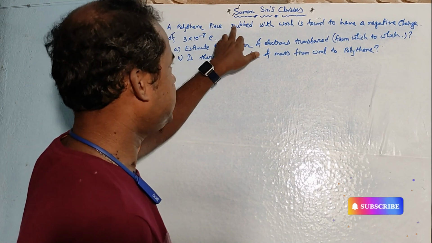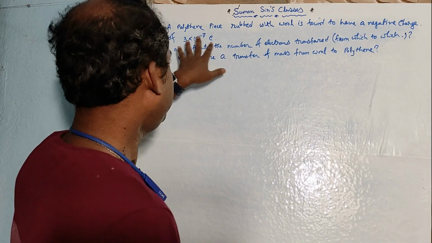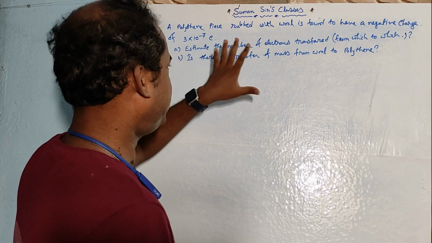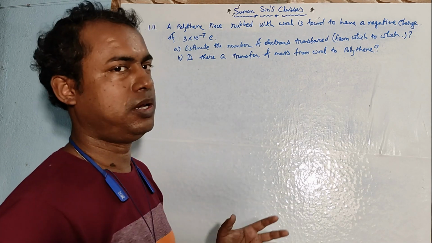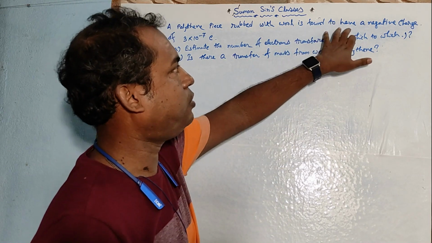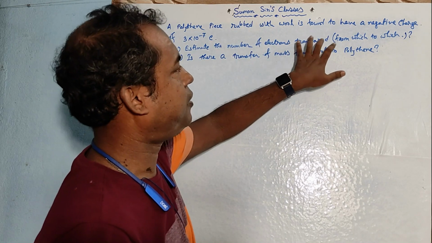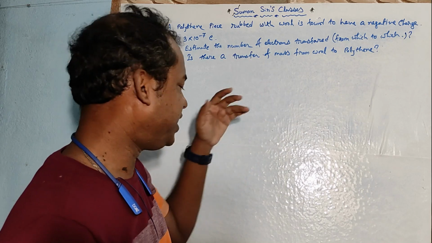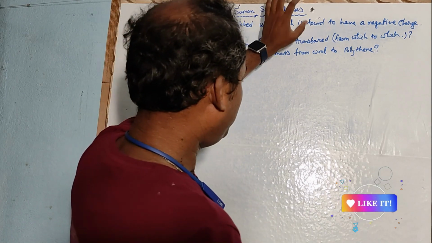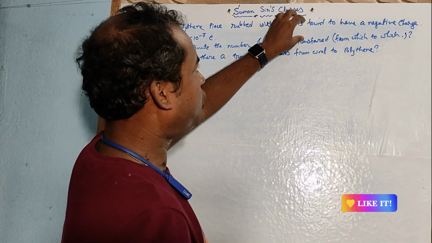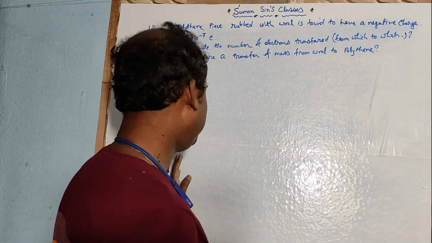The question: a polythene piece wrapped with wool is found to have a negative charge of 3 into 10 to the power minus 7 Coulomb. What is the meaning of that? Consider a polythene piece wrapped with wool, which is found to have a negative charge. Estimate the number of electrons transferred, and from which to which. Generally, when polythene is rubbed with wool, some electrons transfer from wool to polythene. We know that.